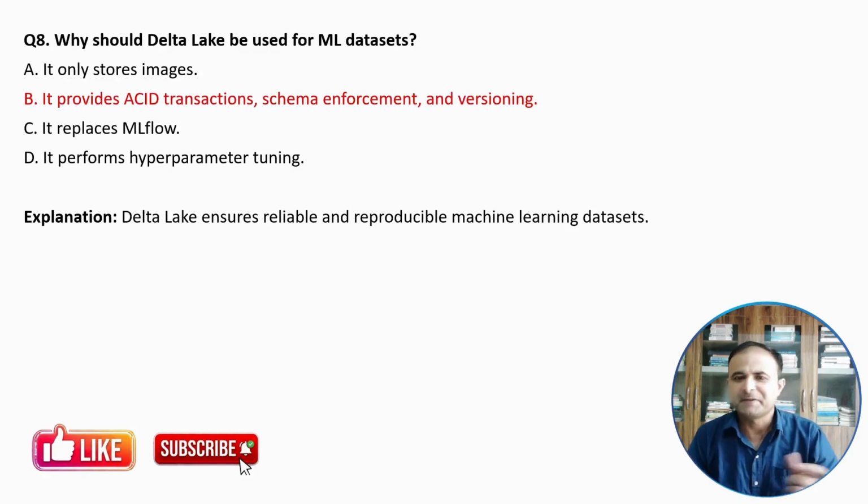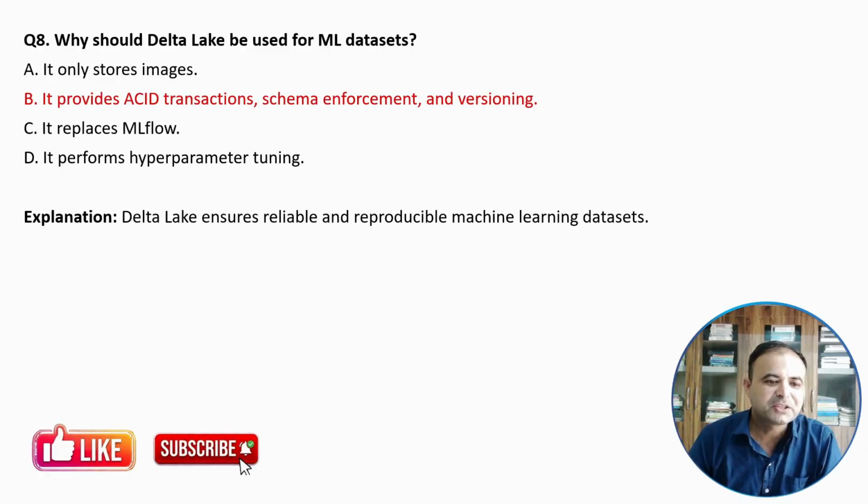Next, again useful and important. Why should Delta Lake be used for ML datasets? So we are familiar with ACID properties. It provides ACID transactions, schema enforcement, and versioning. That is the main benefit. We have worked with Delta Lake for ML data.